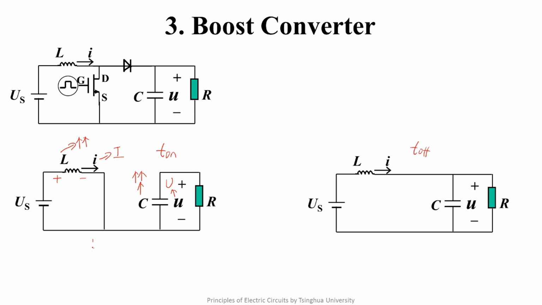That is to say, during this period, the energy stored in the inductor is Us times I times T on. In the second state, if you want to calculate the energy released by the inductor, it needs to set the non-associated reference directions for the inductor. In this case, the voltage needs to be obtained by this path. So during T off, the energy released by the inductor is U minus Us times I times T off.